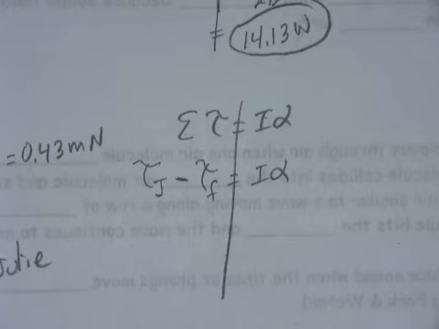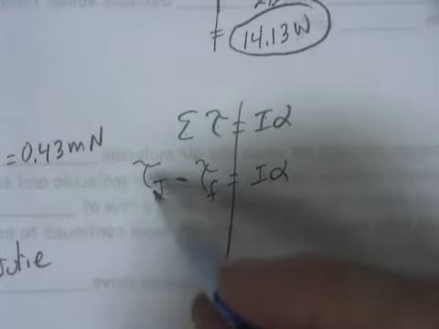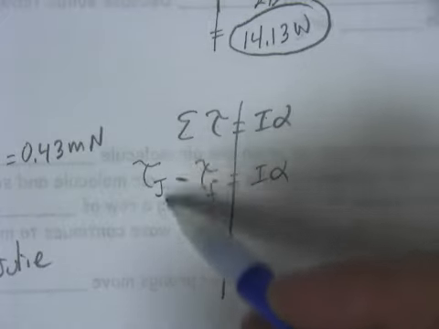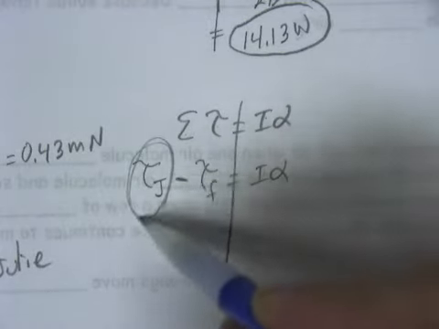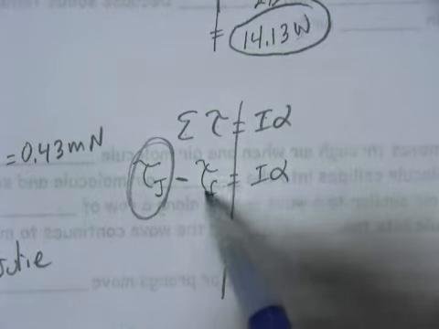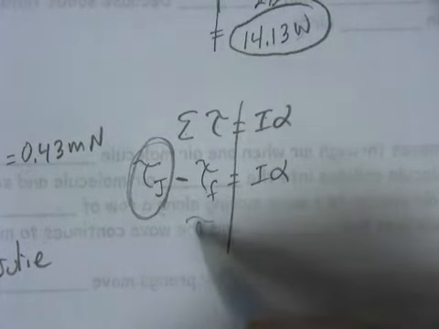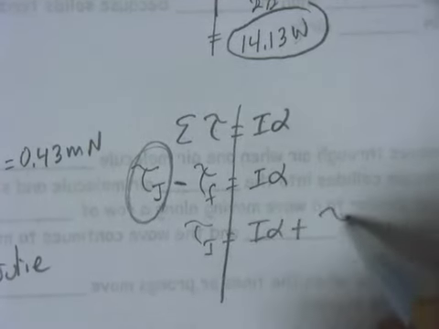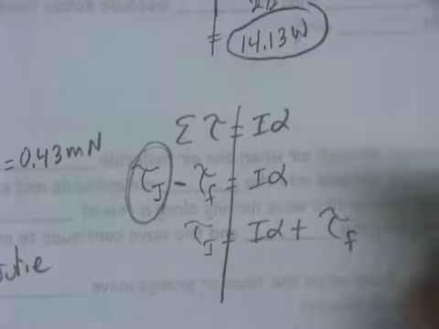Alright, so I'm going to go ahead and substitute equations. And let's see here, let me think. So we're actually looking for this guy right here, the torque exerted by Julie. So all I have to do is just move this guy to the other side. So the torque exerted by Julie is equal to I alpha plus the torque exerted by friction.